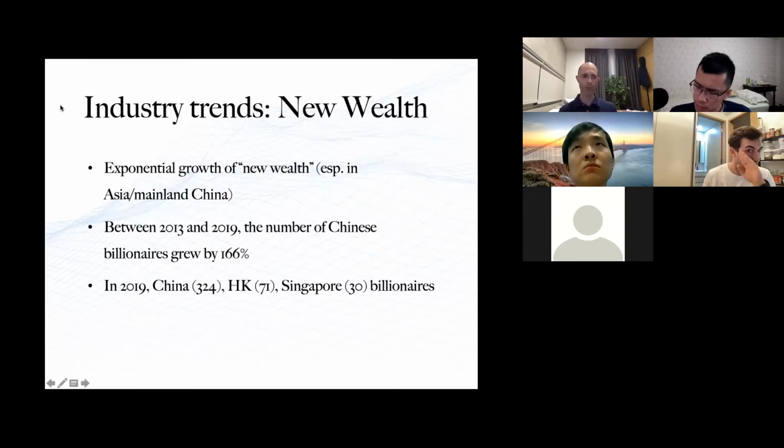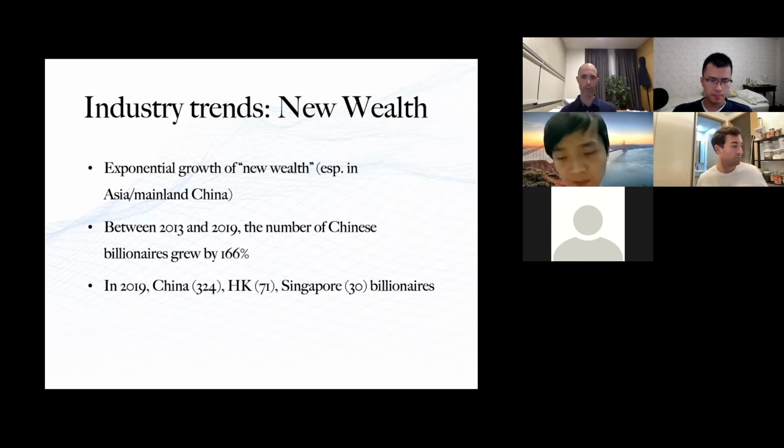Moving on to some industry trends. New wealth is one of them. And as I mentioned before, there's just been this incredible growth at the highest end of the wealth spectrum around the world, but especially in Asia and in particular within mainland China. Just to bring in some statistical context, between 2013 and 2019, the number of Chinese billionaires grew by 2.6 times. So that's tremendous growth over a 6-year period of time.